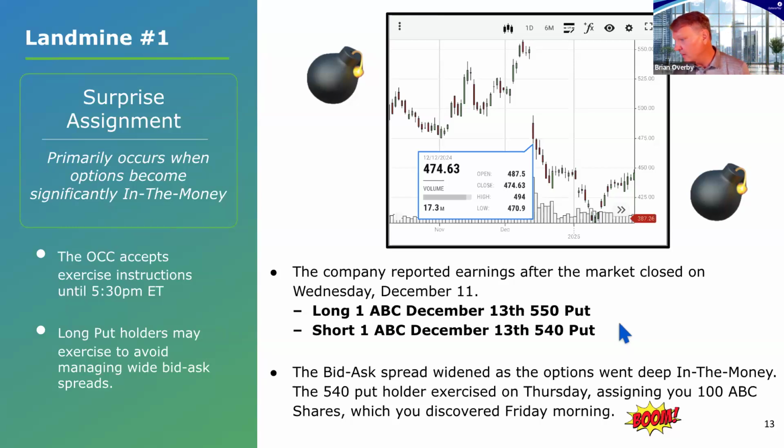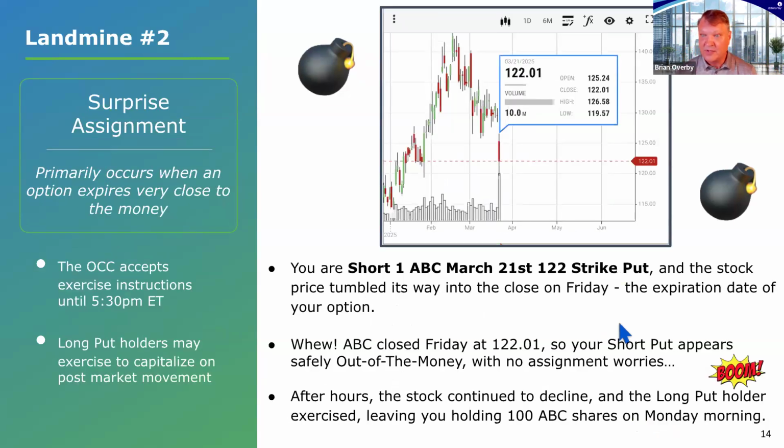All right, I'm getting a little bit long here. So now I also have another one. Don't forget that you can exercise after the market. This one's going to be very straightforward, but here's a scenario, and this once again happened to somebody. I think this was in earnings. Okay, so you're short one ABC March 21st, 122 strike put. The stock closed at 122.01. Well, on a put option for it to be in the money, it would have to be below the strike, right? So it's 1 cent out of the money in this instance.